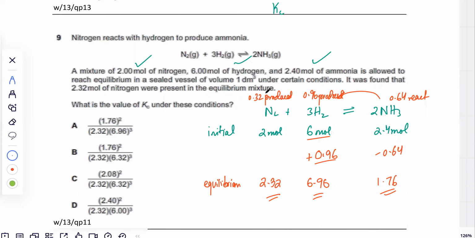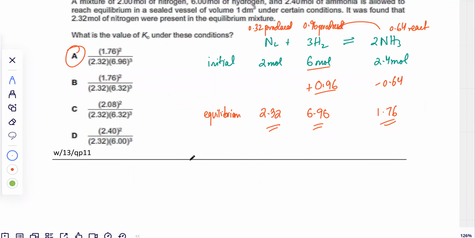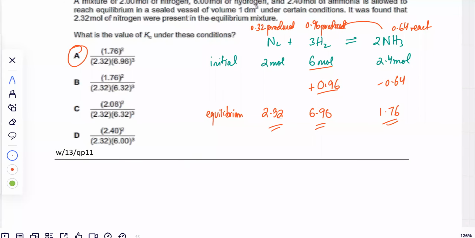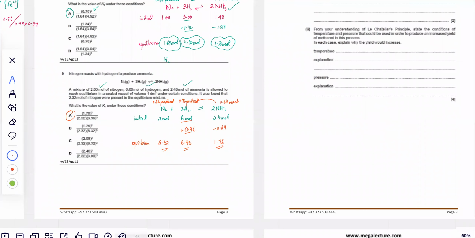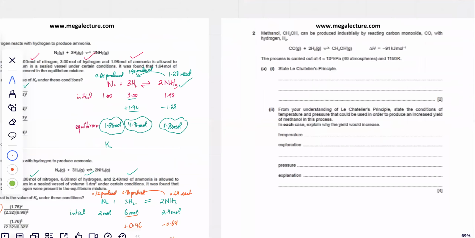And the next thing is you just have to write the expression, NH3 concentration squared. So it's going to be 1.76 squared. Divide by your reactants, which are 2.32 and 6.96. So it's going to be A again. So that's going to be your answer to this particular question. So remember how to do this.